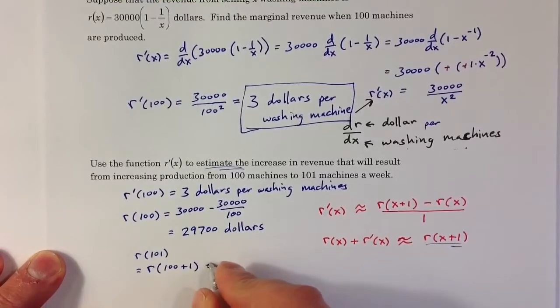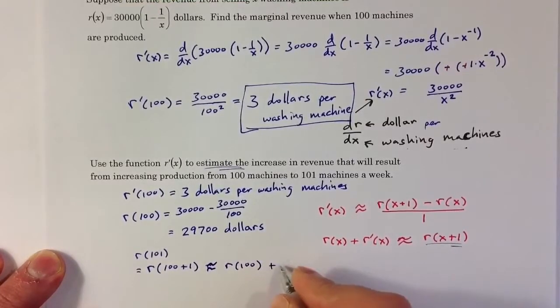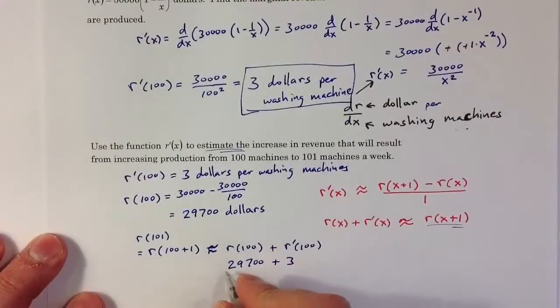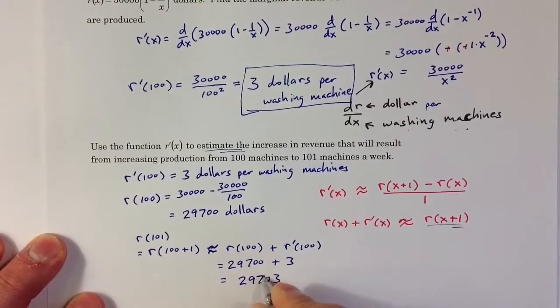And that's going to be approximately equal to the revenue at 100 plus the marginal revenue, which represents like the revenue from one more unit. And so we get 29,700 plus 3. And so the revenue is approximately equal to $29,703.